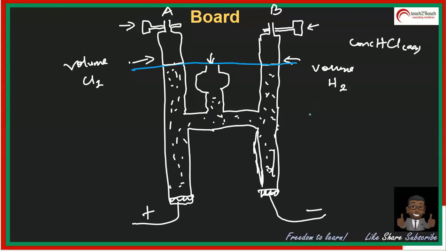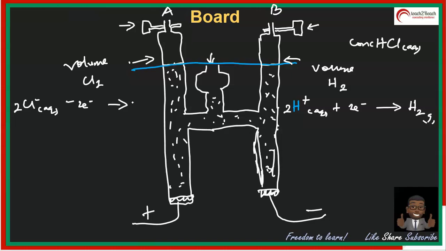So that tells us, let's write the equation of what happens at the cathode. What happened here is hydrogen ion, 2 H+ aqueous, is going to gain 2 electrons to give you H2 gas. The same thing with chloride ion. 2 Cl- aqueous is going to lose 2 electrons to form Cl2 gas.